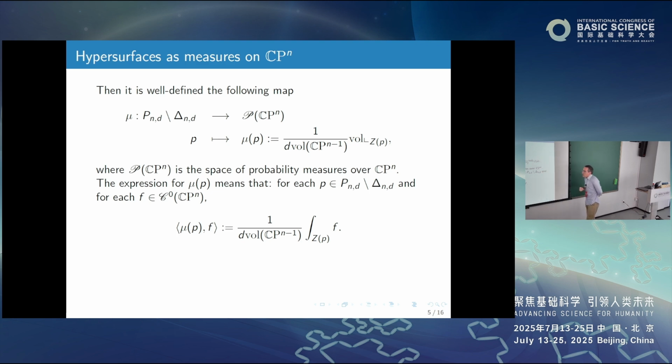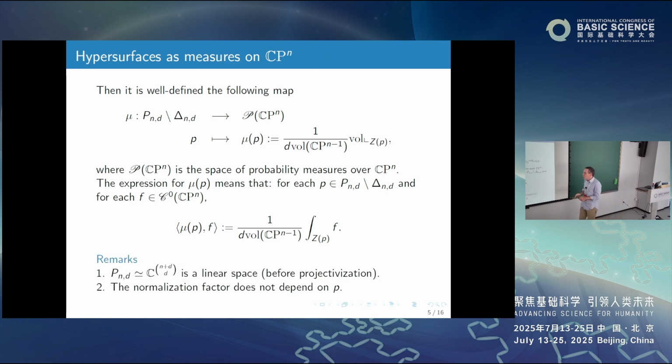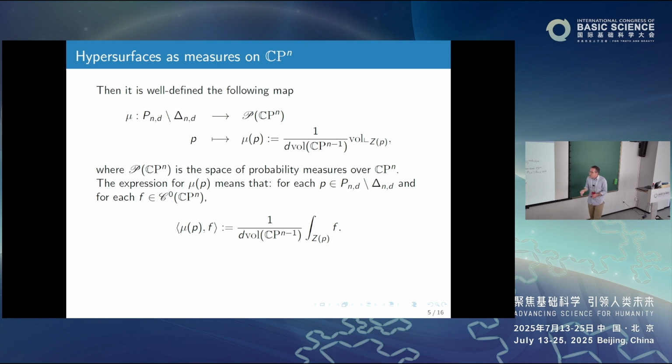And this just means that if you want, you can see it in duality with continuous functions over CPN, and this means that this measure acts as the integral over Z of P. Okay, so if you have a continuous function over CPN, then this measure just integrates over the zero locus, as you would normally do. So this is very natural. Then what you want to do is extend this map. So the plan, this is not satisfactory. You need to extend this map to the whole space of polynomials, not just outside of the discriminant.